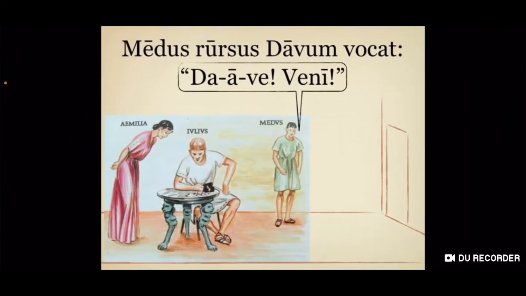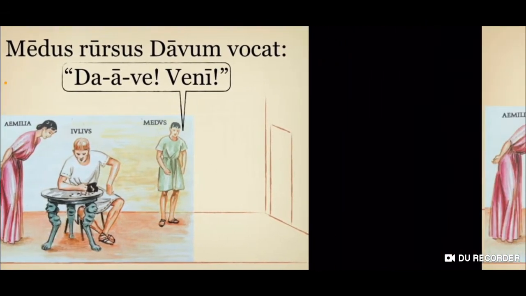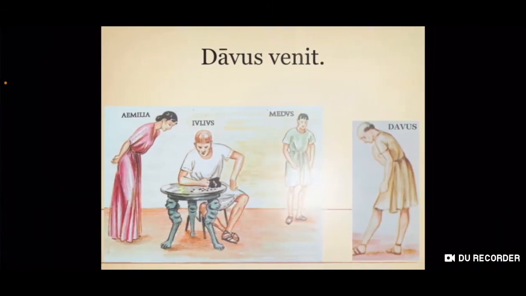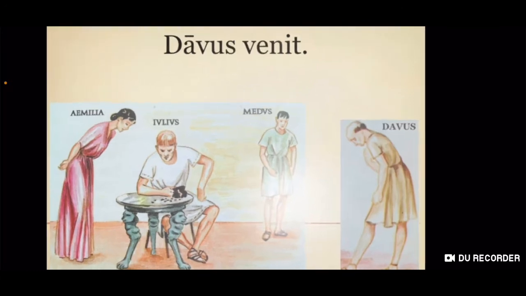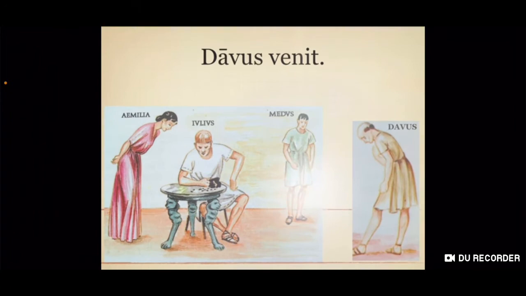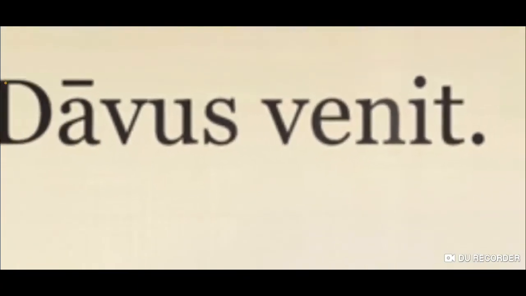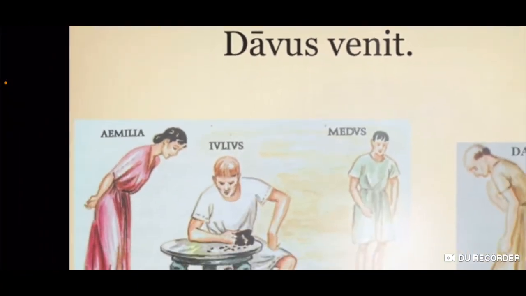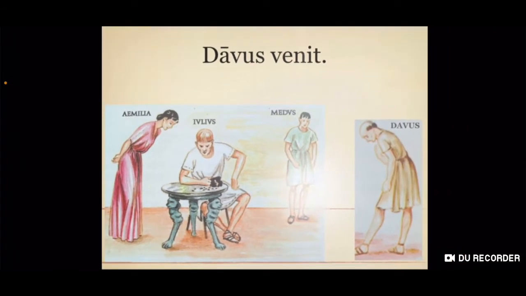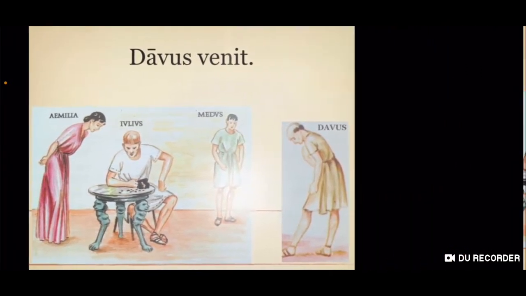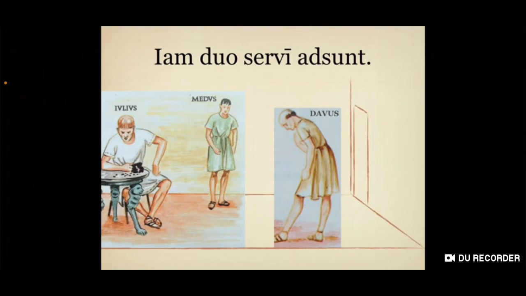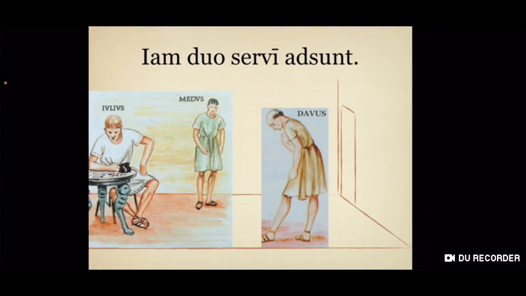And then you see also vocat, calls, you can say voca, calling him. Call, and tell him whom to call. So Davus venit, he comes. And again, it doesn't become Davum venit, because he isn't acting on him. He is coming. See, that's like an S in there. Iam duo servi adsunt. Now two servants are here.